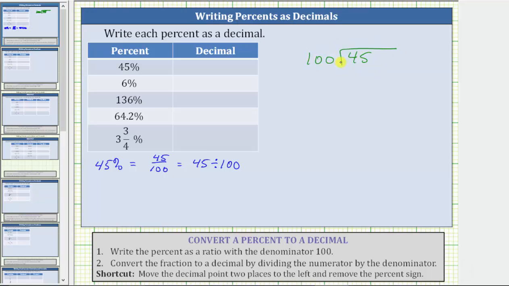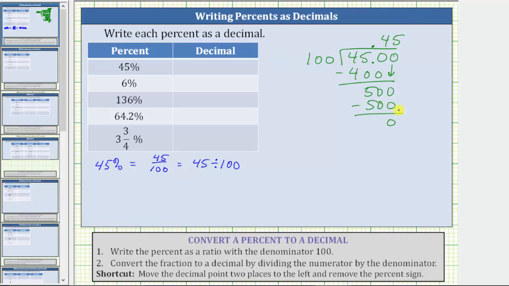Because 45 is less than 100, we place a decimal point to the right of the 5, move it up to the quotient, and now we can add a 0 to the right of the decimal point here and determine how many 100s in 450, which is 4. 4 times 100 is 400. Subtract, the difference is 50. Add another 0 and bring it down. Determine how many 100s in 500, which is 5. 5 times 100 is 500.